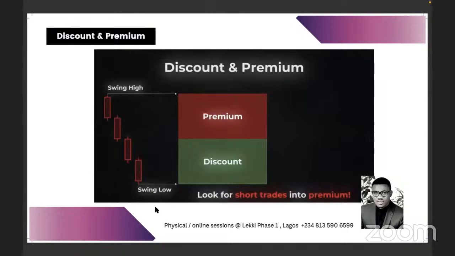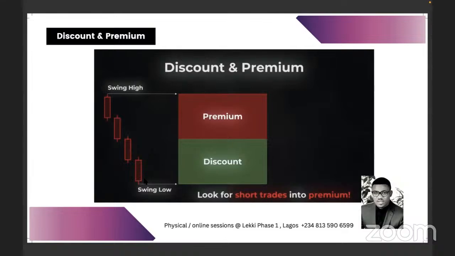This is the same thing when we are dealing with a bearish movement. When there is a bearish movement, the price is going to retrace backward. When the price retraces into the premium area, that's where you look for sell. Don't sell when the price is at discount. How do you know if price is at discount? When you identify the swing low of that move and the swing high of that move, you know if the price is at discount or at premium. Don't be looking for sell trades at discount. Look for sell trades at the premium area.